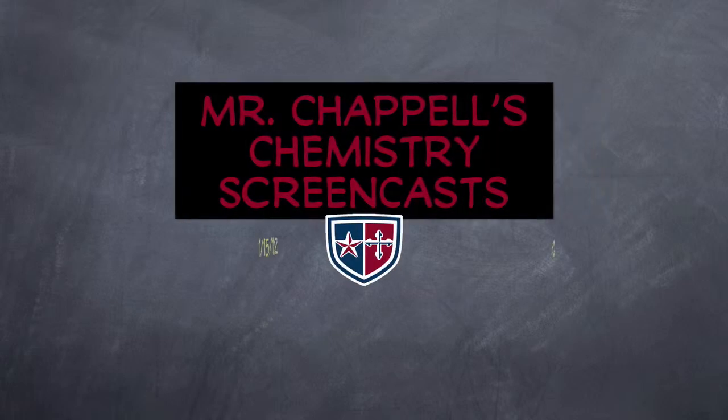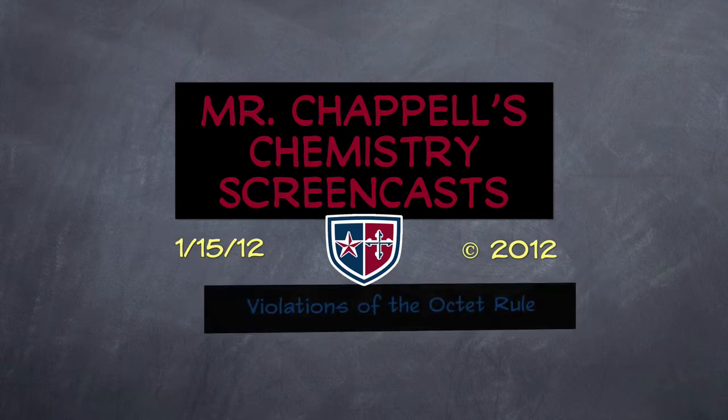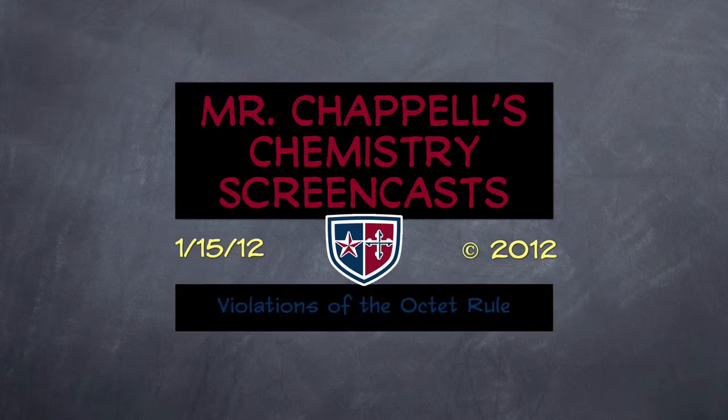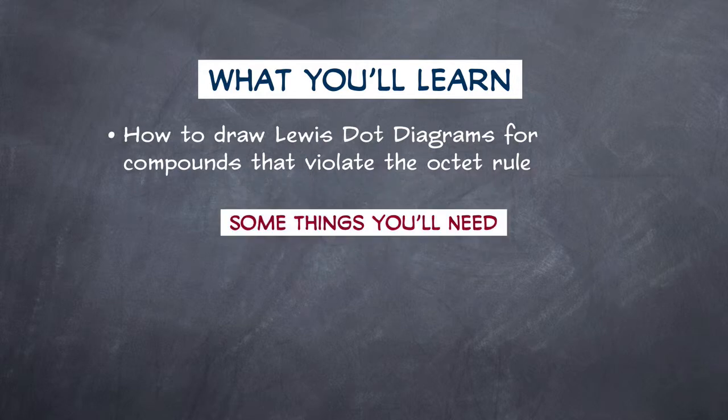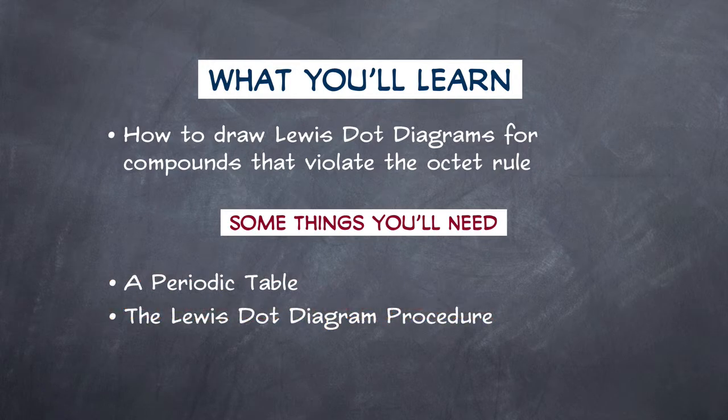Chappell's Chemistry Screencasts. Today we're going to learn about dealing with violations of the Octet rule. What you'll learn today is how to draw Lewis dot diagrams for compounds that violate the Octet rule. Now there are a couple of things you're going to need. You're going to need a periodic table, and you're going to need the Lewis dot diagram procedure. Let's go ahead and get started.